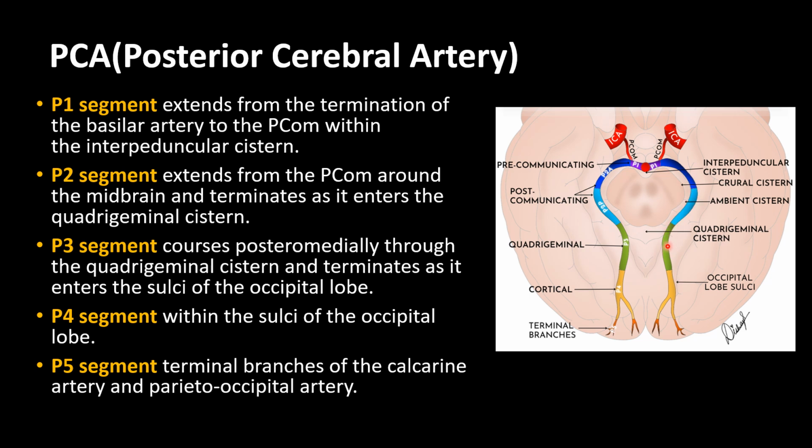the quadrigeminal cistern. Then comes the P3 segment, which courses posterior-medially through the quadrigeminal cistern and terminates as it enters the occipital lobe sulci. Then the P4 segment, which lies within the sulci of the occipital lobe. Then the P5 are the terminating branches, which are the calcarine artery and the parieto-occipital artery.